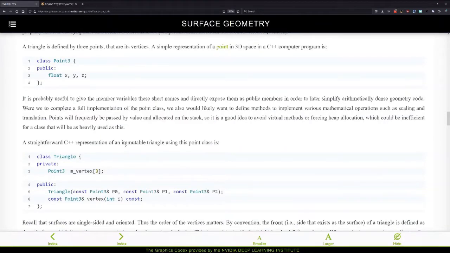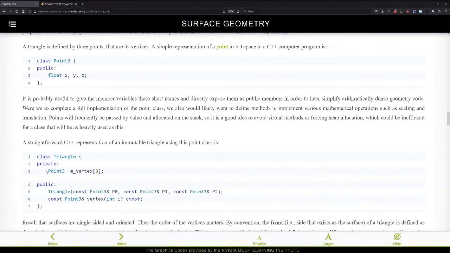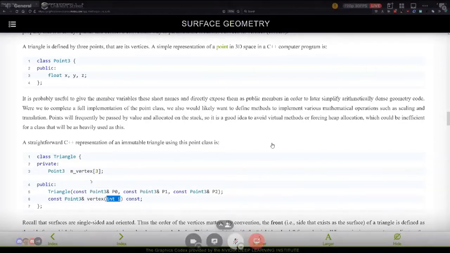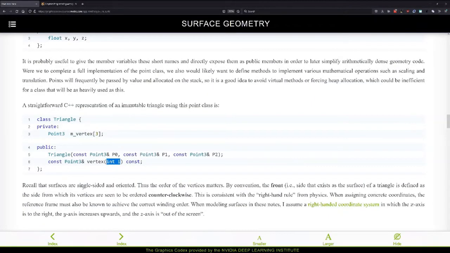Okay. Immutable triangle. You construct the triangle out of 3 points, and it's unchangeable. You can access any of the 3 points, but you can't modify them. Surfaces are single-sided and oriented. The order that the points are specified in a triangle matters. The convention we use is that the front side is defined by the order, counterclockwise?